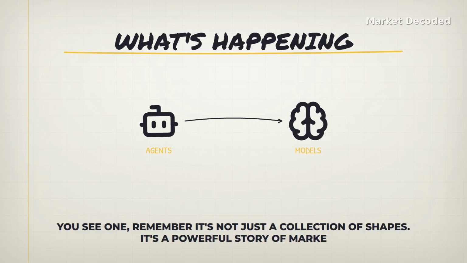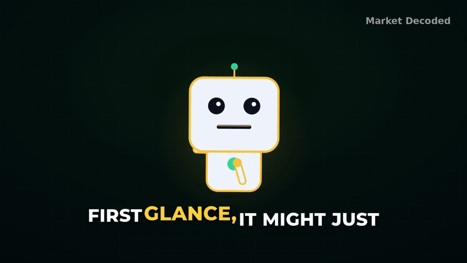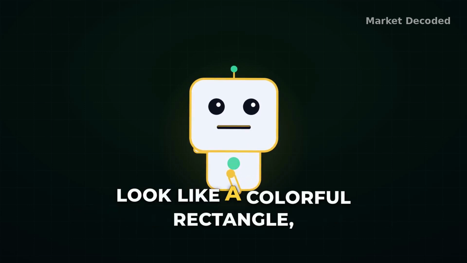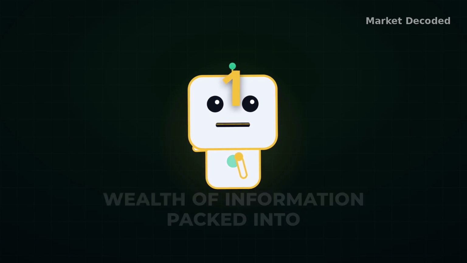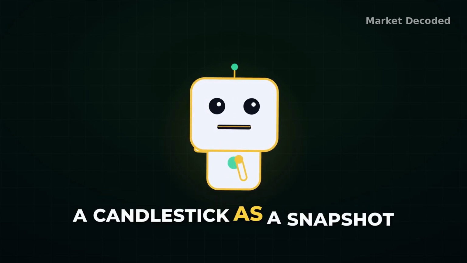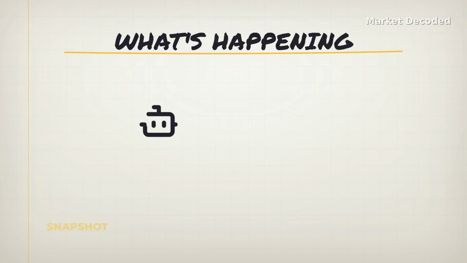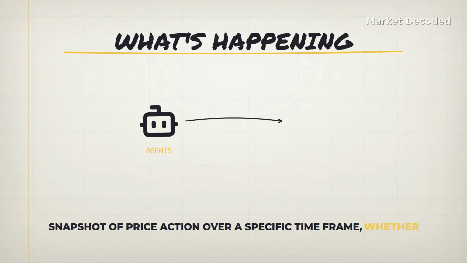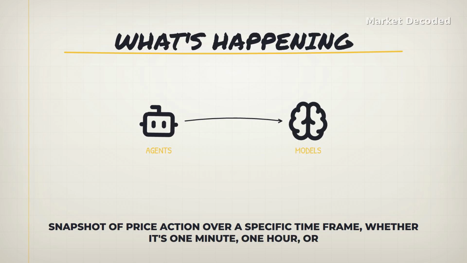What exactly does each candlestick tell us? At first glance, it might just look like a colorful rectangle, but each one is a wealth of information packed into a compact form. Think of a candlestick as a snapshot of price action over a specific time frame, whether it's 1 minute, 1 hour, or 1 day. Here's how it breaks down.